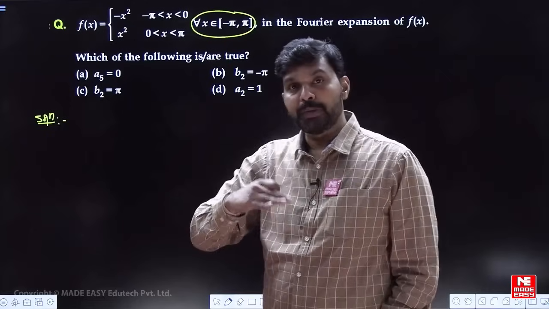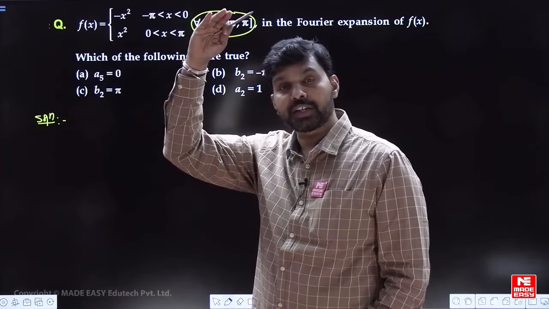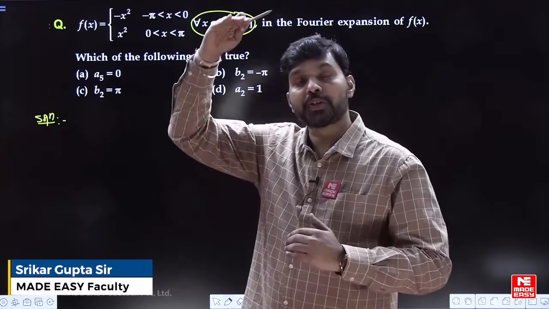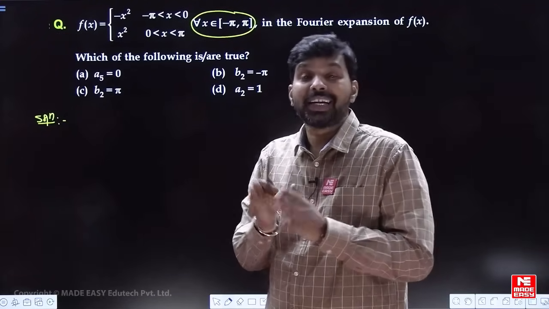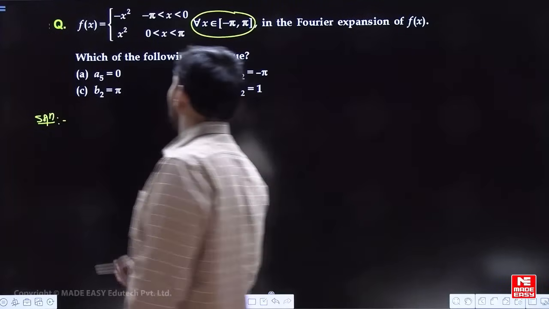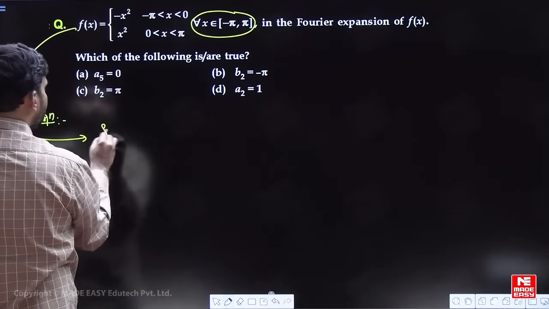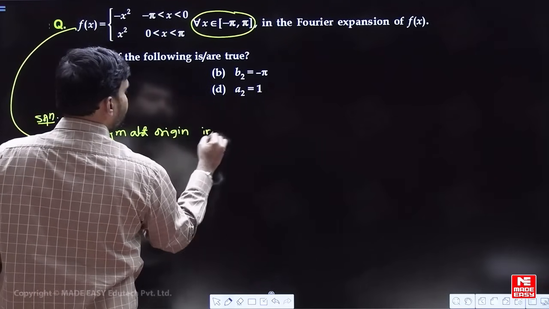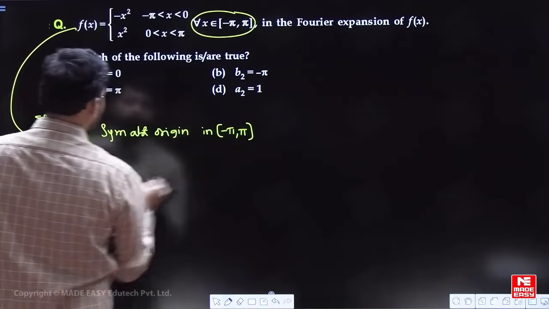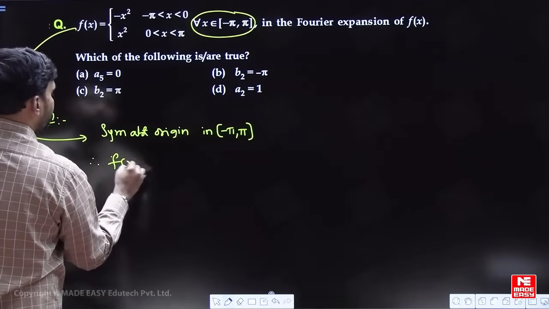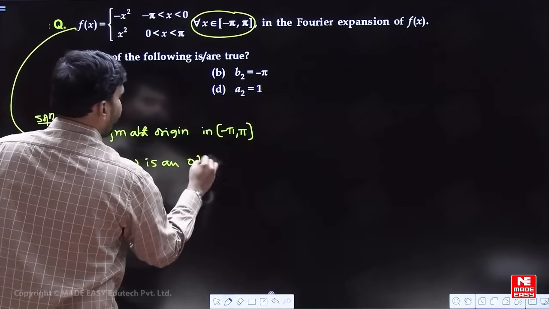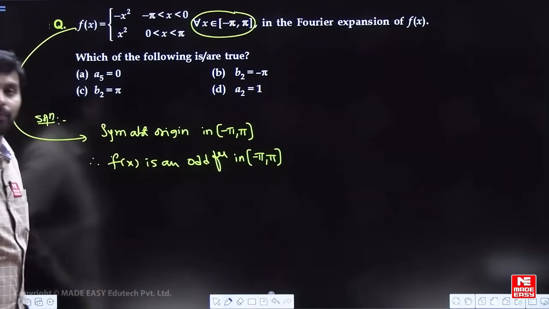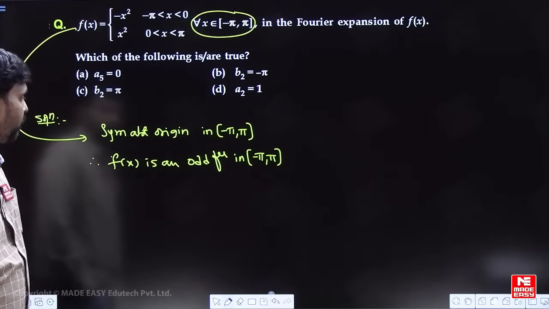So minus x square is below the x-axis, plus x square is above the x-axis. It is very clear that it is the same function below the x-axis as above the x-axis, so it is symmetric about origin. Since this function is symmetric about origin in the interval minus pi comma pi, therefore f of x is an odd function in the interval minus pi comma pi.